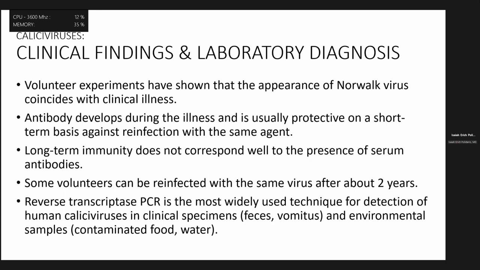Volunteer experiments have shown that the appearance of Norwalk virus coincides with clinical illness, and antibody develops during the illness and is usually protective on a short-term basis against reinfection with the same agent. Long-term immunity does not correspond well to the presence of serum antibodies. Some volunteers can be reinfected with the same virus after about 2 years. Reverse transcriptase PCR is the most widely used technique for the detection of human calicivirus in clinical specimens and environmental samples.